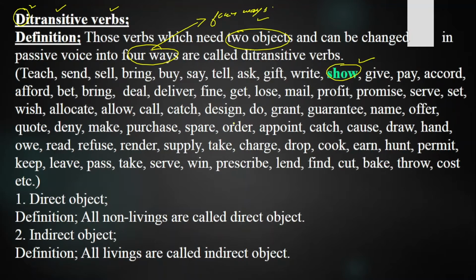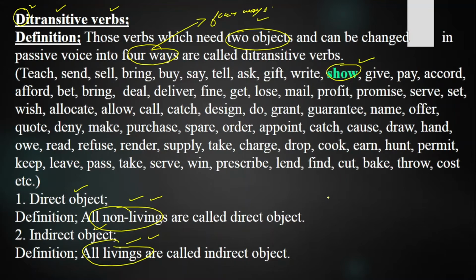And why do they need two objects? Keep in your mind they need two objects, and the first object will be the direct object, the second object will be the indirect object. What do we mean by direct object? Direct object means all non-livings and indirect object means all livings. So it needs one direct object and one indirect object, and can be changed into passive voice in four ways. Today we will discuss why they need two objects. We will discuss it with the ditransitive verb show.